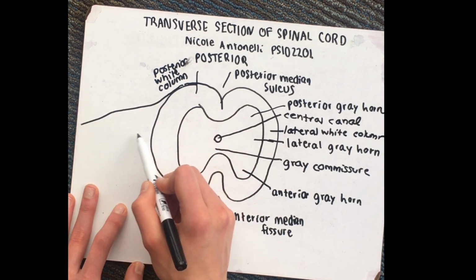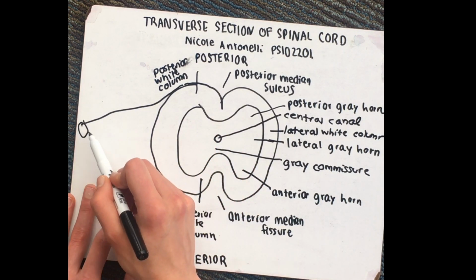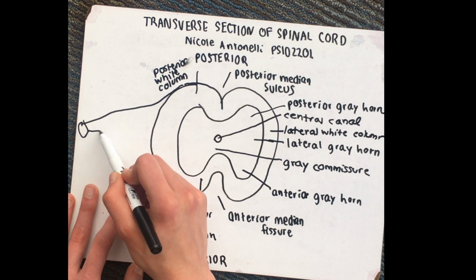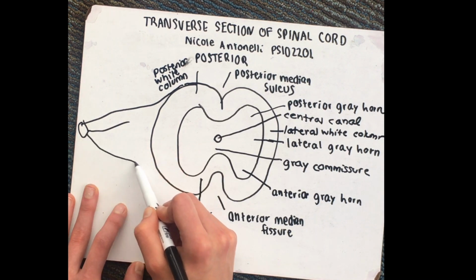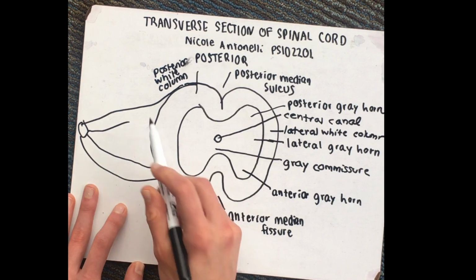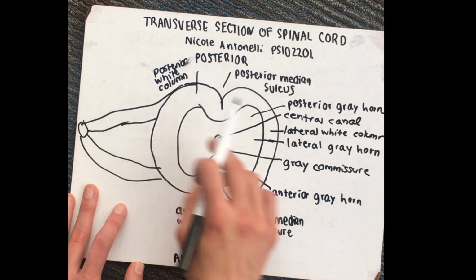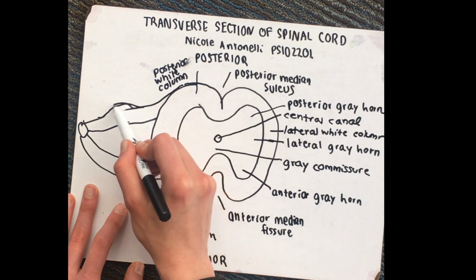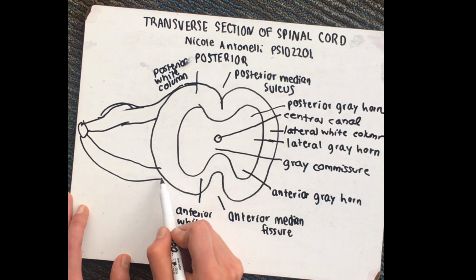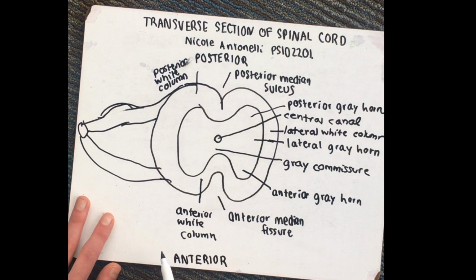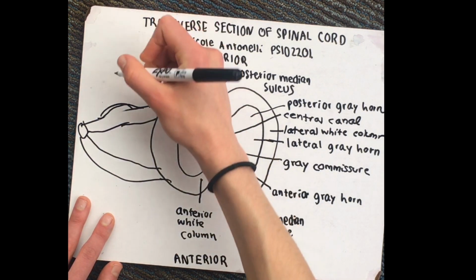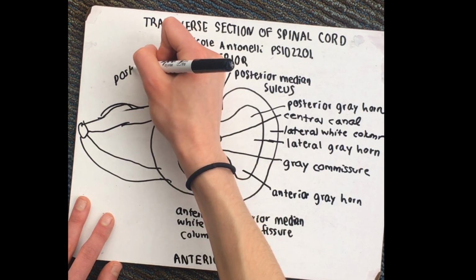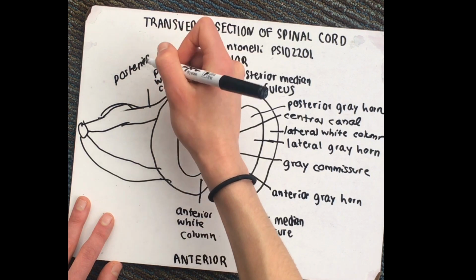So I also want to add this part to my drawing. And this would also be on the other side, but I'm just going to draw it on one side for simplicity. Here we have the posterior dorsal root, which carries sensory fibers.